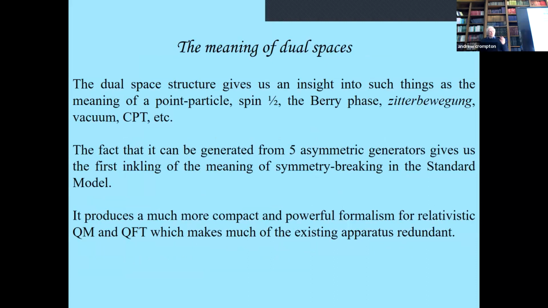And we're getting the first inkling of what the standard model is about because we've got 5 asymmetric generators. And we haven't done anything other than manipulate the Dirac equation. We haven't got any new physics in here. It's just pure mathematics.